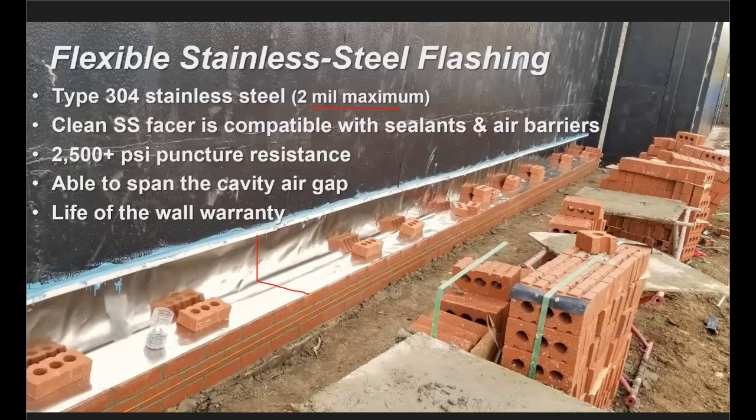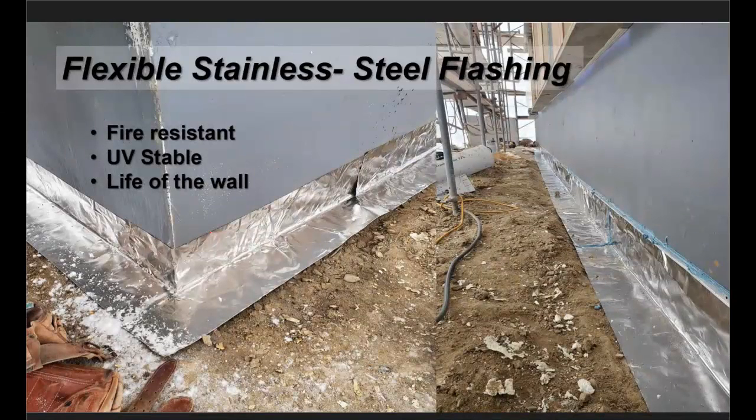At 2 mils, over 2,500 PSI puncture resistance. That might not mean very much to you, but I want to put it in perspective. The rubberized asphalt that we have is 120 PSI. So going back to that point of giving the flashing the best chance to survive installation, this is going to do it. You don't have the drooping, melting, staining going on. You have a bare stainless steel face that everything sticks to. Life of the wall, fire resistant, UV resistant, the price point.